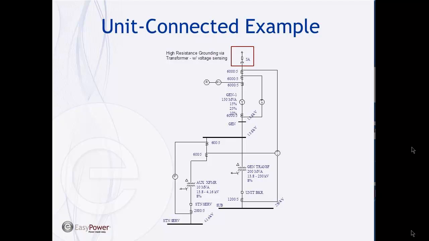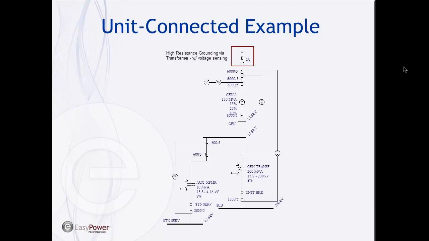And so the key thing here is that these transformers are dedicated to this one particular generator, and so there's no direct connection from the generator to the rest of the system. All the connections go through these transformers. And because these transformers are delta Y, when I have ground faults out on my system, they do not appear as ground faults to the generator. So it makes it much easier to provide ground fault protection.